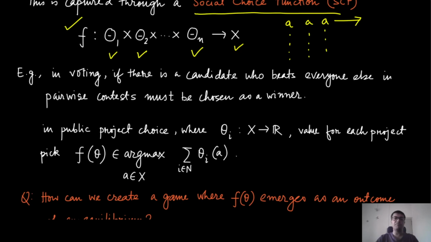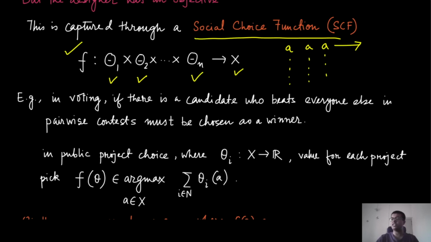So in the context of public projects, let's say the theta i's are mapping these outcomes. Whether you are building a bridge, that gives a particular agent a specific value, whereas if you are building a park, that gives a different valuation. So if this is the type theta i, which is a mapping from X to R, then f of theta could be to maximize the sum of the valuations of all these players. You pick an alternative that maximizes the sum of all the valuations of all the agents. So that is another example of a social choice function. We'll discuss all these different kinds of social choice functions in detail.